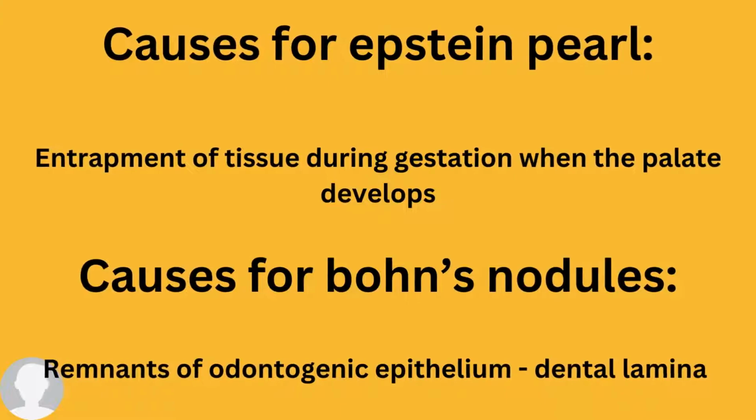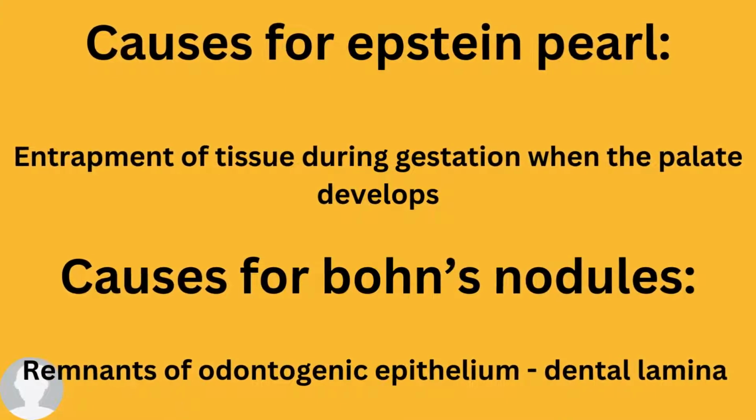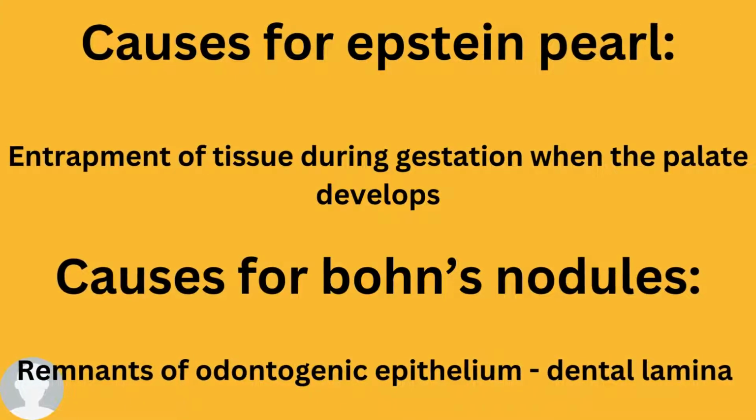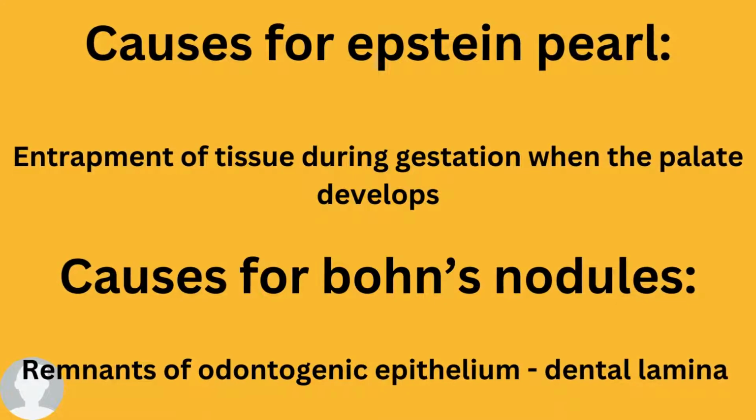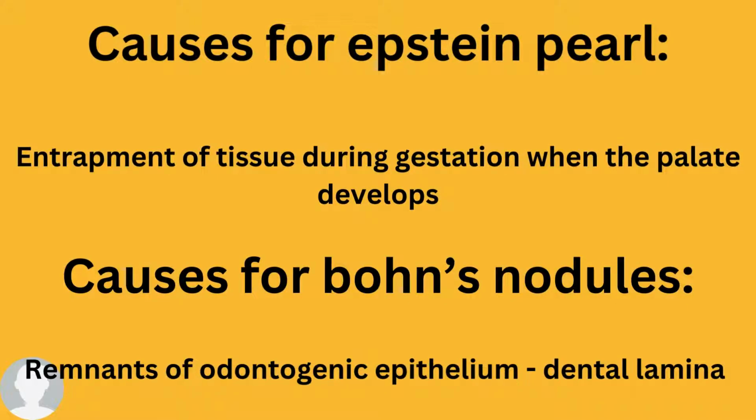Now, many might ask, what are the causes for both? Let's start with the cause of the Epstein pearl. The cause behind it is unknown, but it is believed to be due to the entrapment of tissue during gestation when the palate develops. When the palate develops, there will be multiple entrapments of tissue. These will start to accumulate and at the end they will form an Epstein pearl.